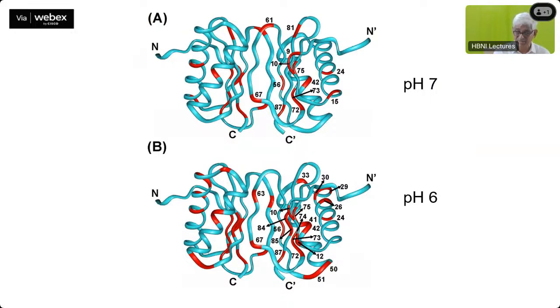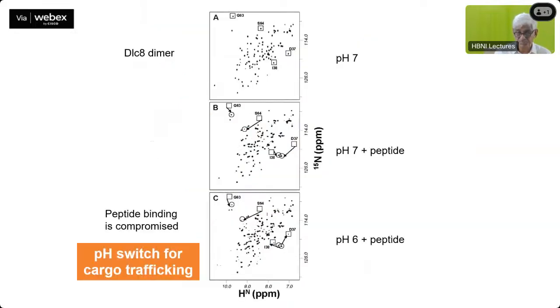At pH 6, the dynamics is increased to many residues. Here it is restricted to a few residues, and then it's increasing to more residues as you go down to pH 6. And what is the consequence of this? This is the binding experiment with a particular peptide. Now here you see when you add that peptide, DLC8 dimer, you have all these 4 residues.